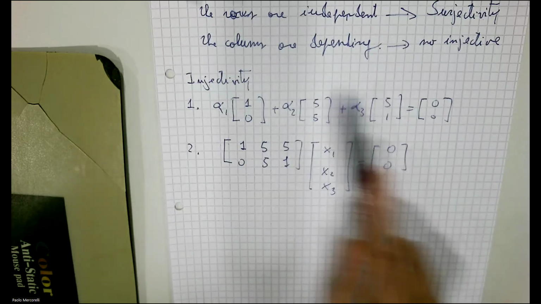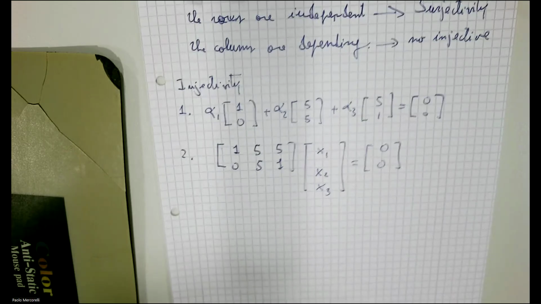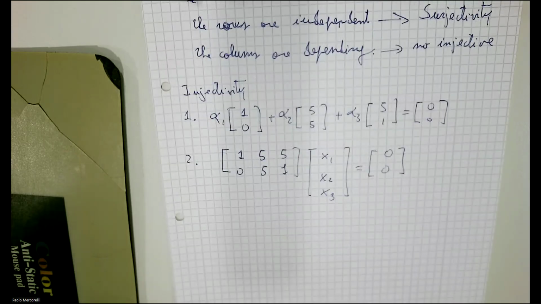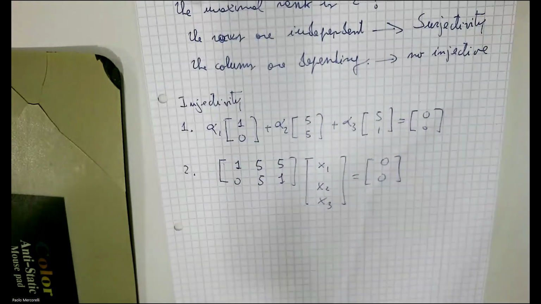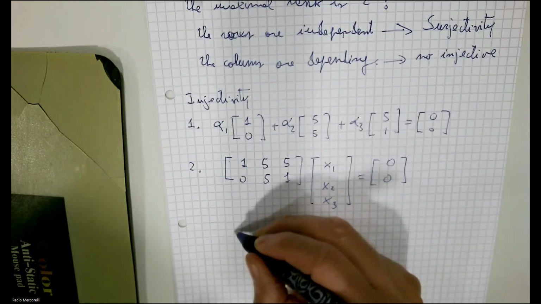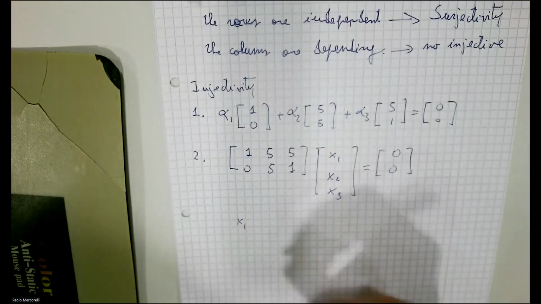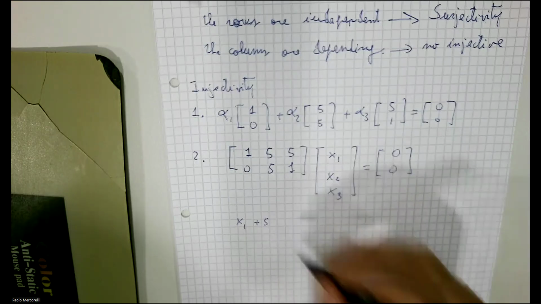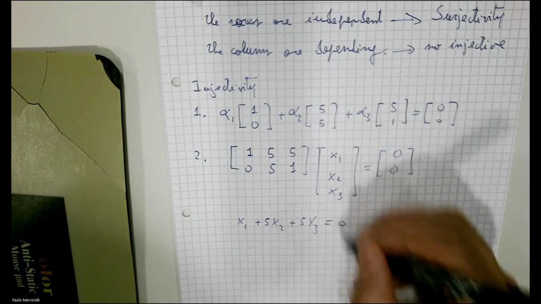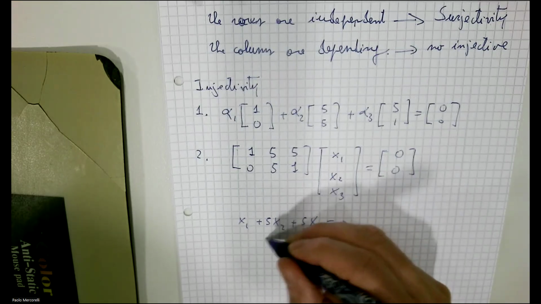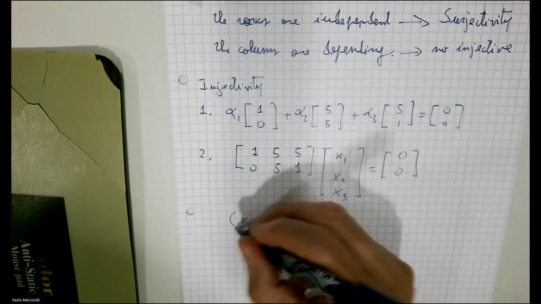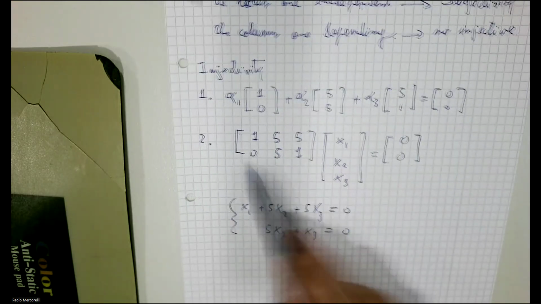Demonstrate using that the column vectors are dependent or independent; it depends on whether the map is injective or not. Look at this: x1 plus 5x2 plus 5x3 equals 0. And then we have here 5x2 plus x3 equals 0. Not the same concept. Row multiply column, row multiply column.